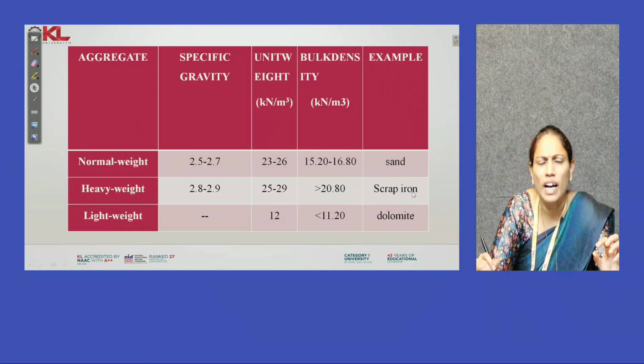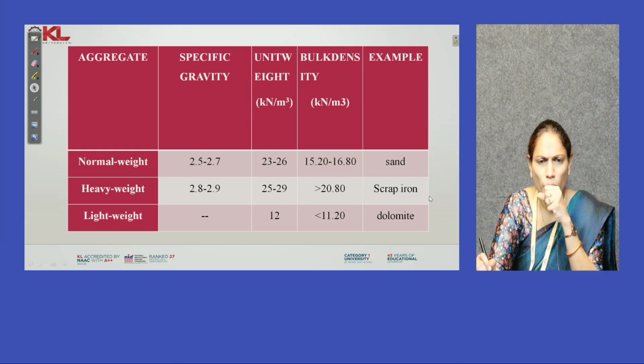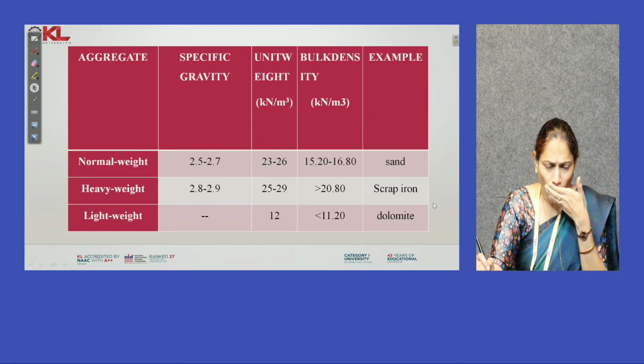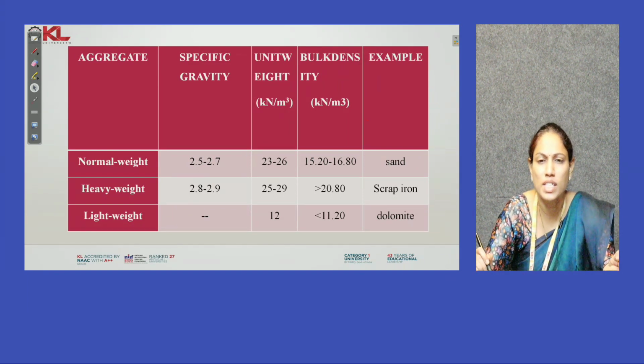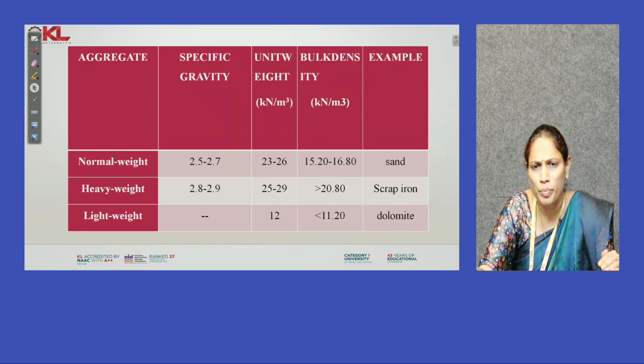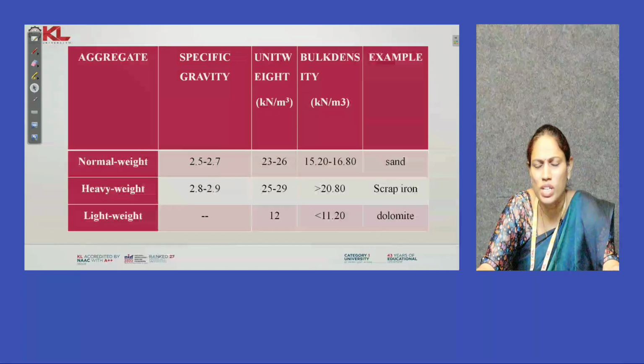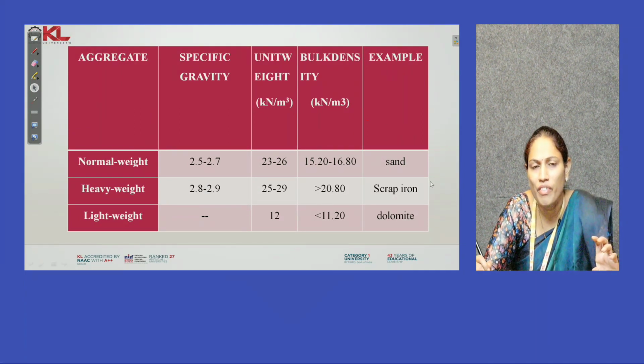Now take the aggregate's specific gravity, unit weight and bulk density. For normal weight aggregate the specific gravity is 2.5 to 2.7, and the bulk density is generally 23 to 26 kilonewton per meter cube. The values differ for sand, for heavyweight aggregates like scrap iron, and for lightweight aggregates like dolomite. What are the specific components we have in aggregate?